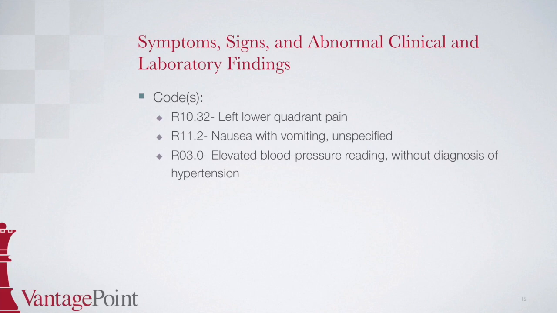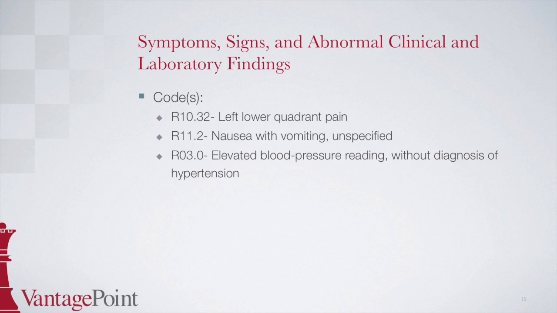The next code is R03.0, elevated blood pressure reading without diagnosis of hypertension. Even though documentation states that the patient's blood pressure was high, a diagnosis of hypertension was not made. Therefore, to locate this code, you would go to elevated in the alphabetic index, then look for blood pressure, then reading, no diagnosis of hypertension, which points to R03.0, which you would then confirm in the tabular.